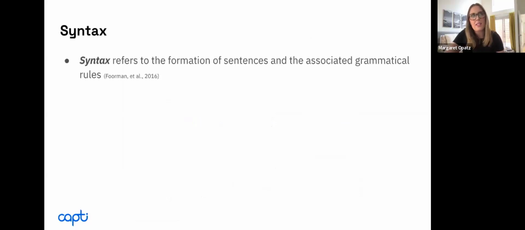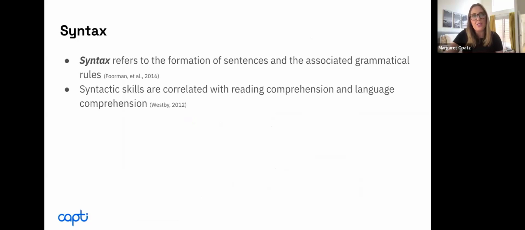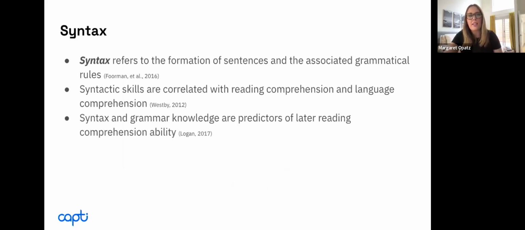So when we think about syntax, this is referring to the formation of sentences and then how those sentences are grammatically structured based off of various rules. These are really important skills to know because the syntactic skills, knowing how words work within a sentence, is actually correlated with reading comprehension and language comprehension. And there is research that suggests that if you know syntax and grammar, it will actually predict later reading success in comprehension specifically.